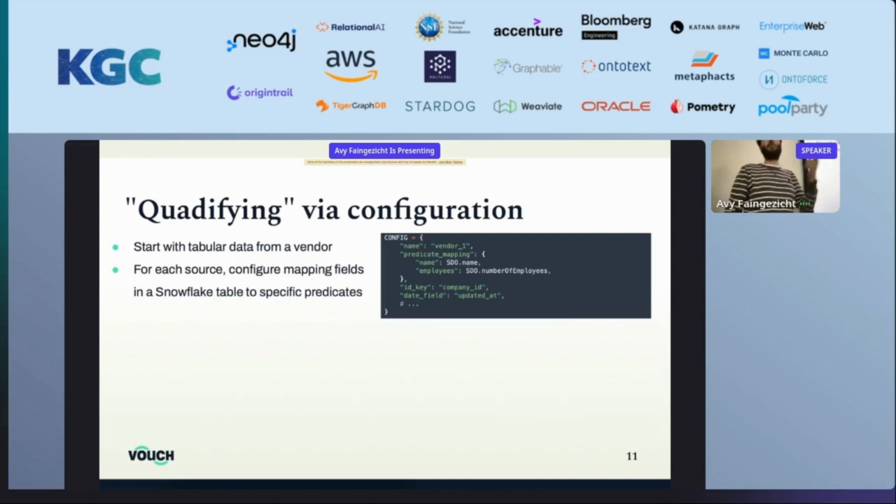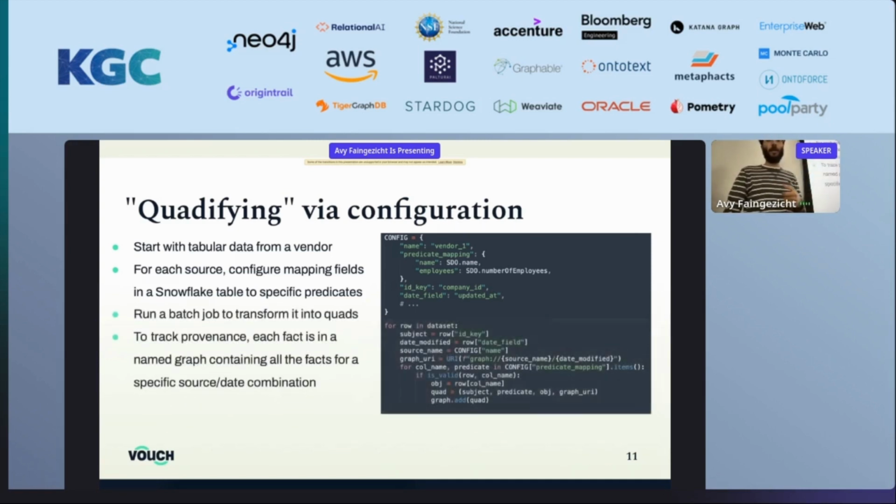And then the date field, we use that to define the named graph that each one of these facts would go into. And so we use Airflow to do our orchestration, but we basically have a batch job that goes through each row in our data set, assigns a subject, creates a graph URI, which is the combination of the source name and the date modified.